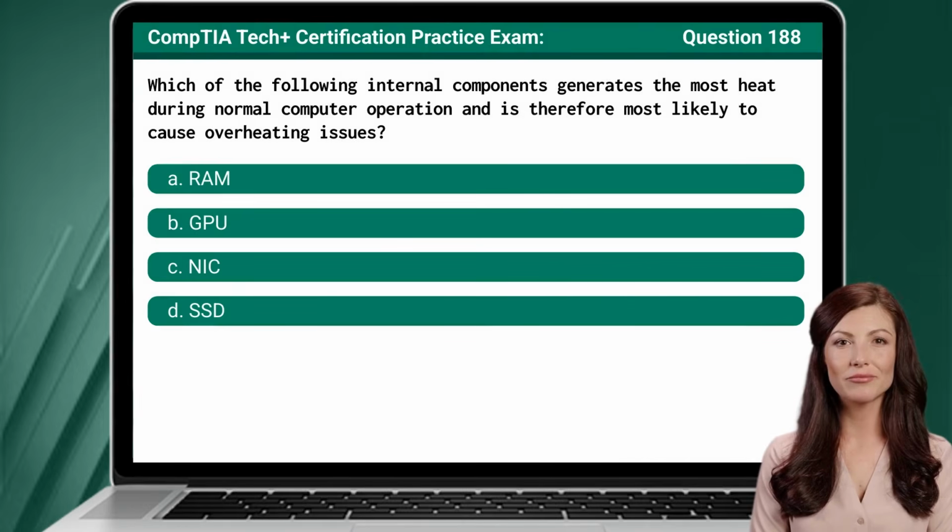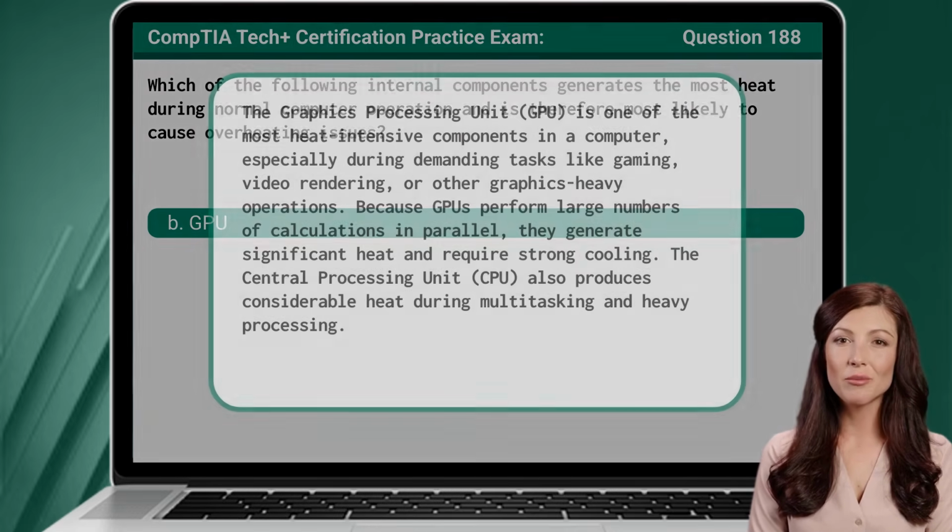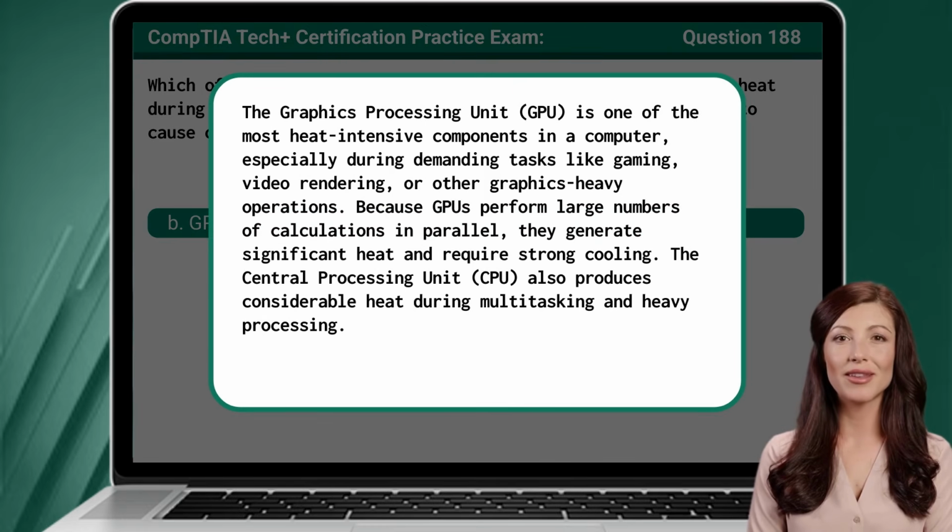Question 188. Which of the following internal components generates the most heat during normal computer operation and is therefore most likely to cause overheating issues? The answer is B. GPU. The graphics processing unit, or GPU, is one of the most heat-intensive components in a computer, especially during demanding tasks like gaming, video rendering, or other graphics-heavy operations. Because GPUs perform large numbers of calculations in parallel, they generate significant heat and require strong cooling. The central processing unit, or CPU, also produces considerable heat during multitasking and heavy processing.